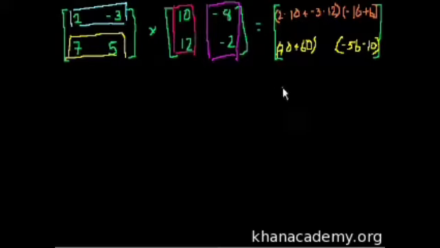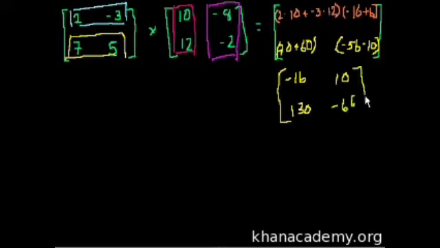So the final product is going to be 2 times 10 is 20, minus 36. So that's minus 16. Minus 16 plus 6, that's minus 10. 90, is that what I said? No, this is 70. 70 plus 60, that's 130. And then minus 56 minus 10, so minus 66. So there you have it. We just multiplied this matrix times this matrix.